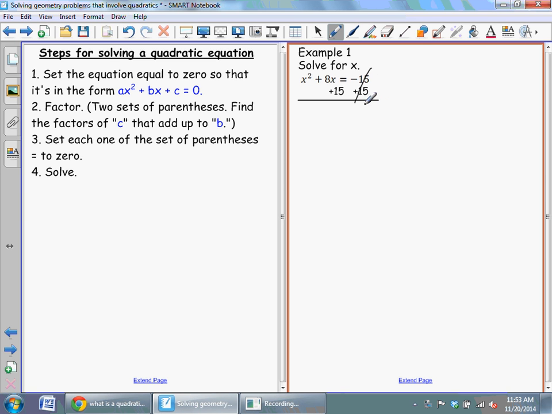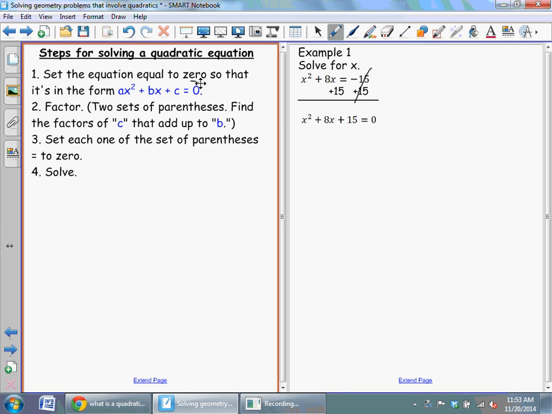I want you to notice something here. 15 is not a like term with the 8x and the x squared, so you got to keep it separate. So the left side of the equation should look like that: x squared plus 8x plus 15. And that's just the first step. Set the equation equal to 0 and put it in the form ax squared plus bx plus c equals 0.